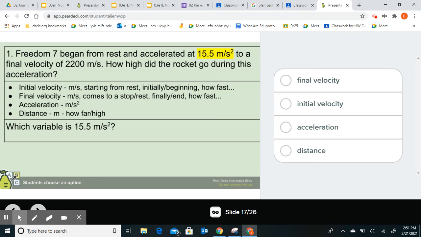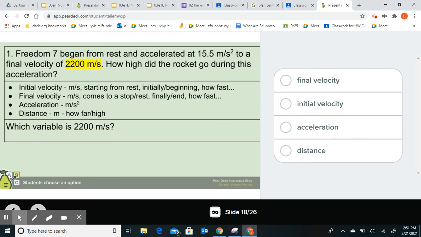The next highlighted thing is it accelerated at 15.5 meters per second squared. There are two ways we can tell this is acceleration. We can look at the units on 15.5, which is meters per second squared, and that matches acceleration. And it also says "accelerated at." So there are two clues that this is acceleration.